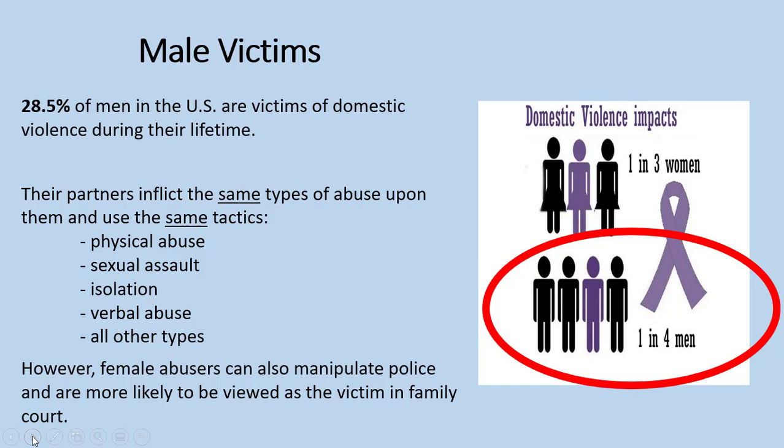But male victims also face a few unique problems as victims of domestic violence. One of them is that female abusers have the ability to manipulate police in these situations where acts of domestic violence occur. For example, oftentimes, if there's an act of physical violence within the home and one or both of the partners call 911 and the police show up, police are much more likely to believe that only the woman was a victim and that the man was solely the perpetrator and was not in any way, shape, or form a victim. And women are more likely to be viewed as the victim in family court. So even though the man may be solely the victim, oftentimes they're not perceived that way in court.